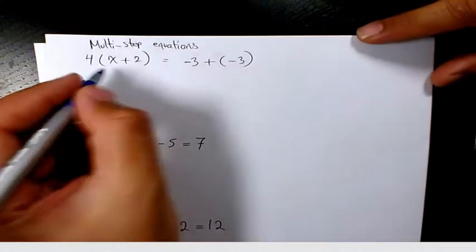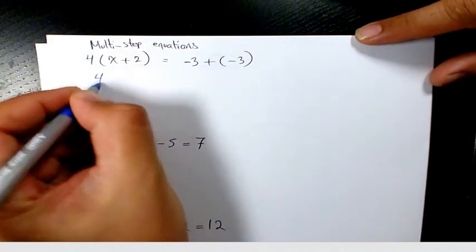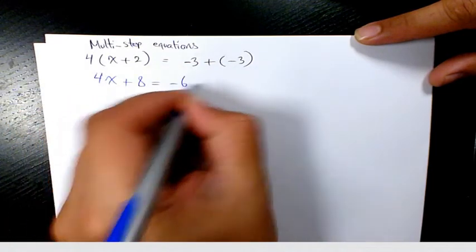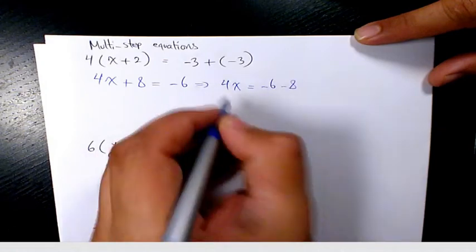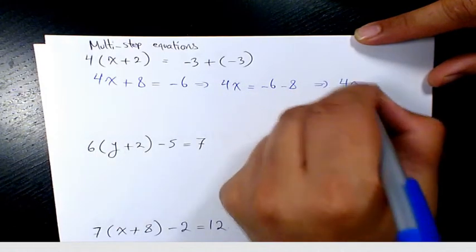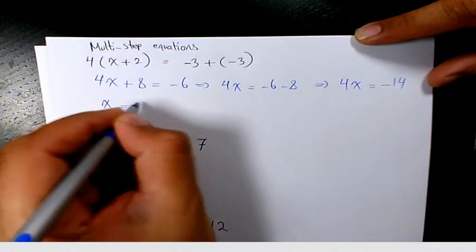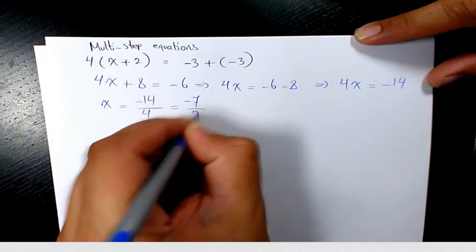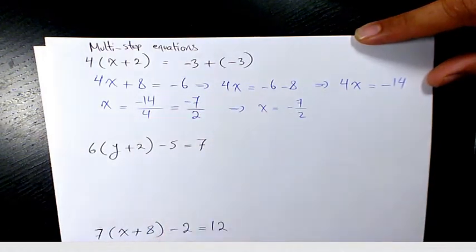Now in this one, 4 times x plus 2 equals negative 3 minus 3. When you distribute it, it's 4x plus 4 times 2, which is going to be 8. Negative 3 and negative 3 is going to be negative 6. So we have 4x equals negative 6 minus 8. So 4x will be equal to negative 14. So x will be negative 14 divided by 4, or negative 7 divided by 2. So x is going to be negative 7 divided by 2.